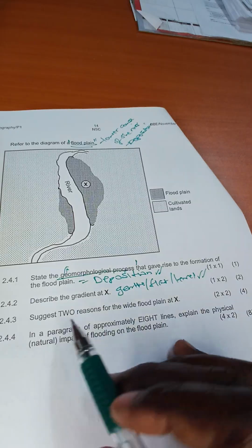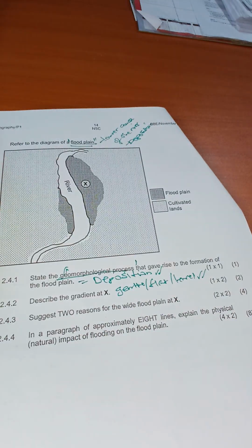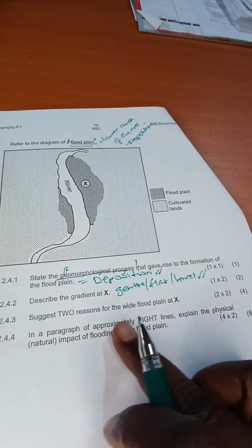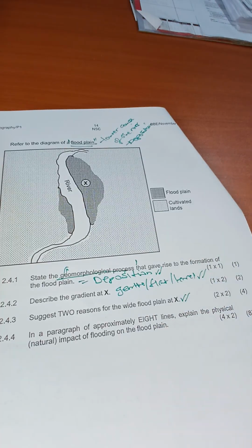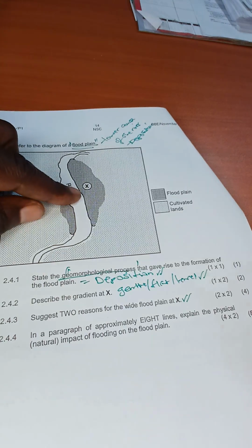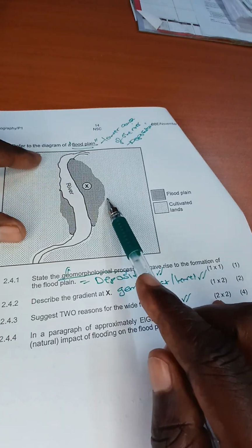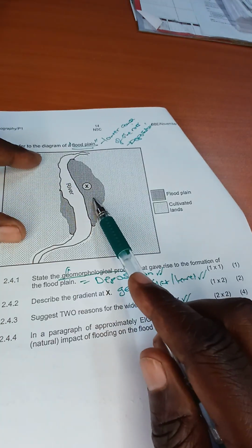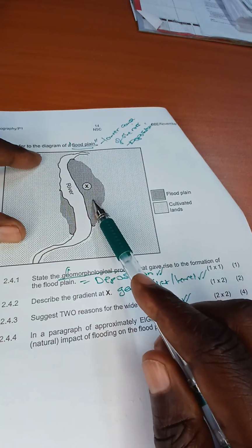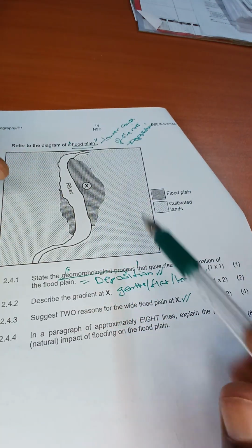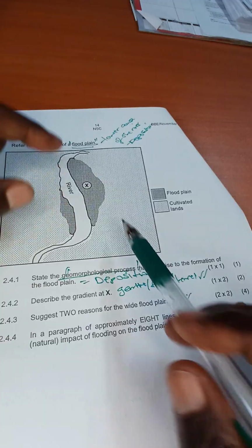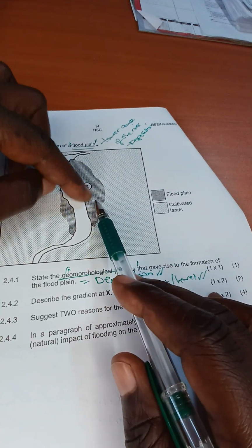Okay. Then the next thing, suggest two reasons for the wide floodplain at X. That is 2.4.3. Why do we have the wide floodplain? There's increased deposition. You can see at X there's increased deposition of silt or alluvium or sand on the floodplain, as compared to here. So there is increased deposition that is taking place of alluvium.